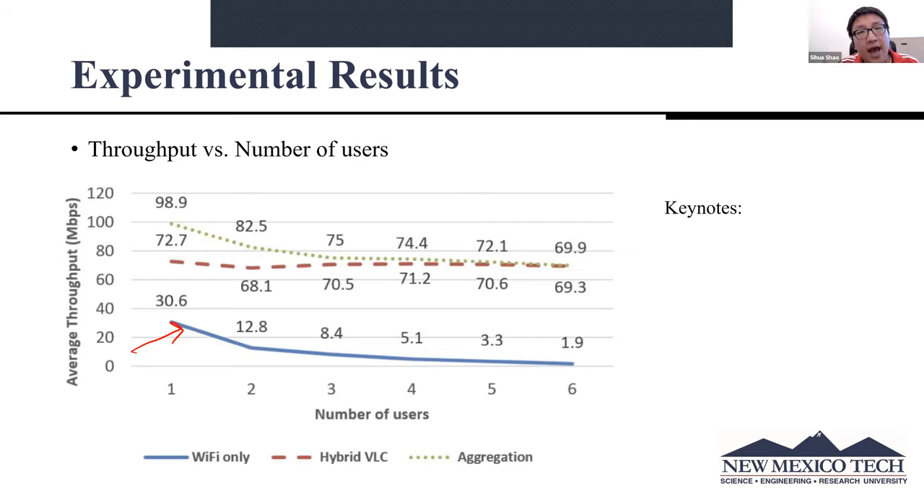But the main idea here is that as the number of users increases, what happens to the Wi-Fi? It ends up with almost nothing when you connect six users to it. So that's the problem of the current wireless gateway. If you connect all your devices to the Wi-Fi router, you will end up with nothing or even a disconnection for some of the devices. And then let's look at what VLC ends up with. It almost does not change at all. And that's reasonable because we don't have any contention among each spot.